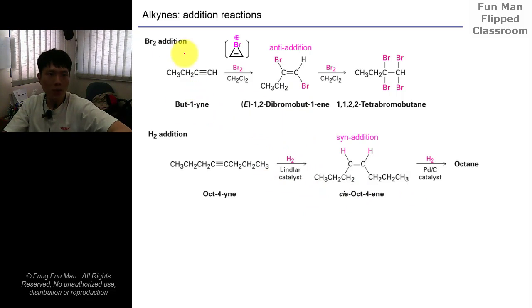For the Br2 addition, recall that Br is big enough to form a 3-member ring, a bromonium ion. So here again, realize that this is an anti-addition. You get the E alkene isomer. You add a lot of Br2, you get the 1,1,2,2-tetrabromobutane.